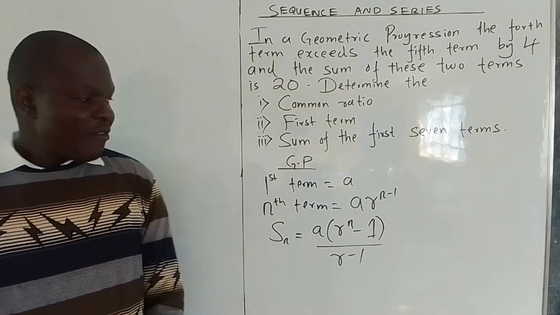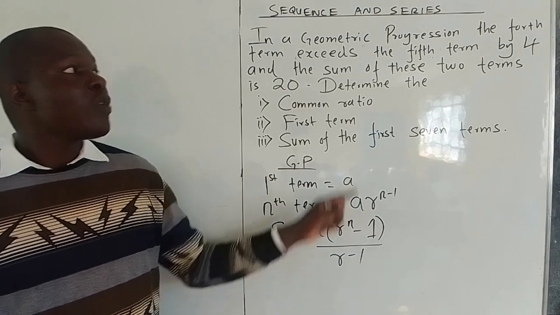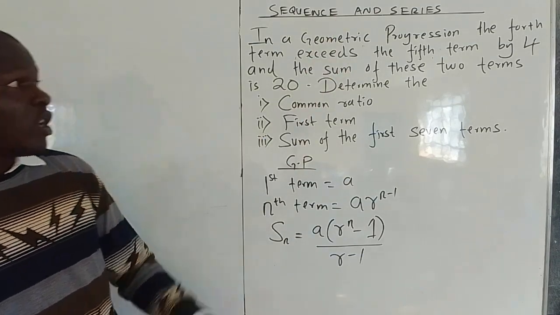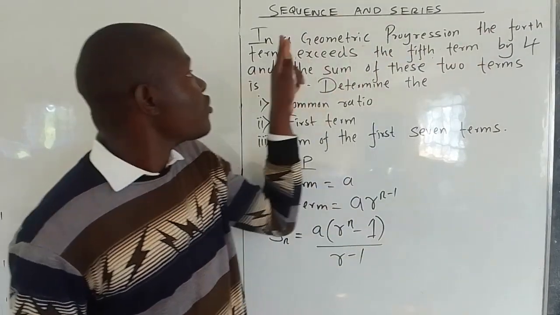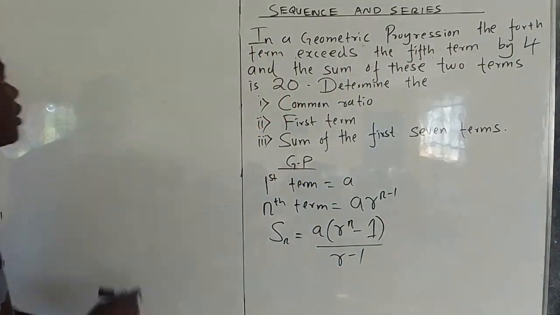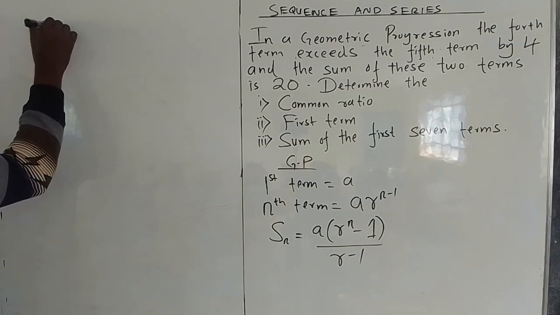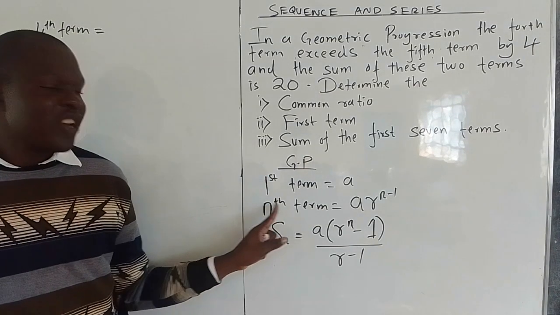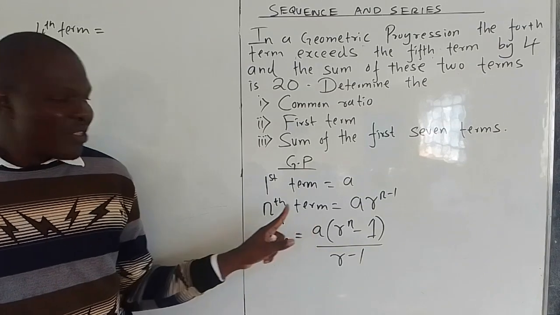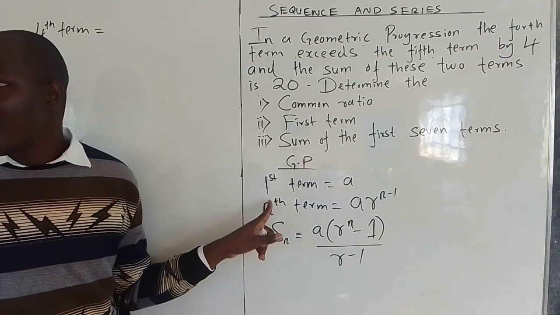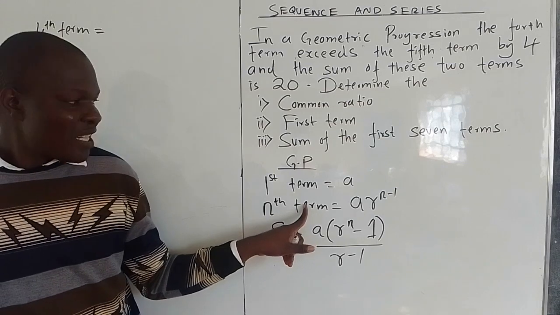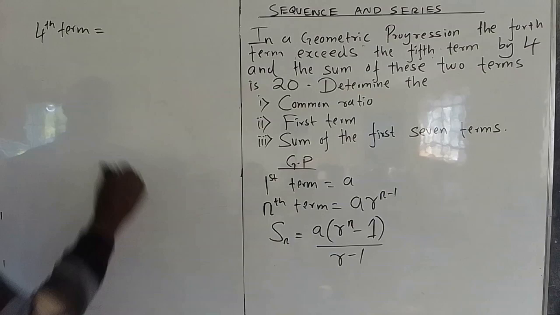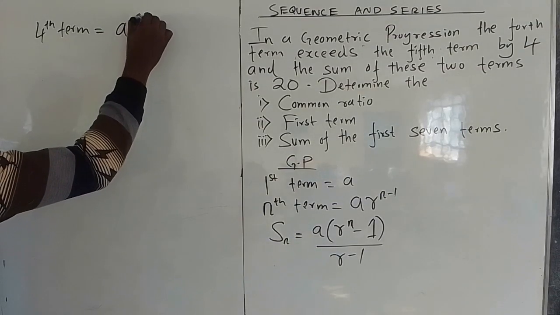So after identifying the unknowns, is when you now go back to the question and you start reading the question, isn't it? So you read, in a geometric progression, the fourth term. So once you read the fourth term, you come and record fourth term. So what is a fourth term? You go to the unknowns, meaning we are talking about nth term, isn't it? So fourth term means where there is n you put 4, it will be 4 minus 1, isn't it? So fourth term will be AR cube.